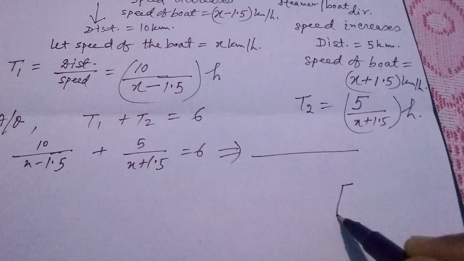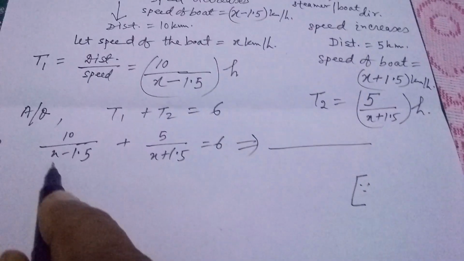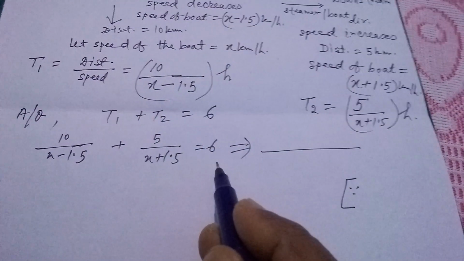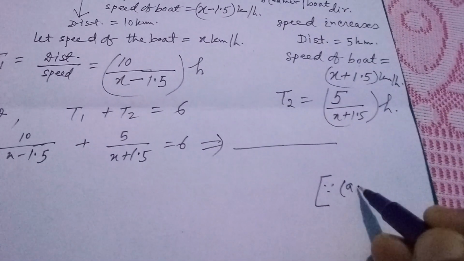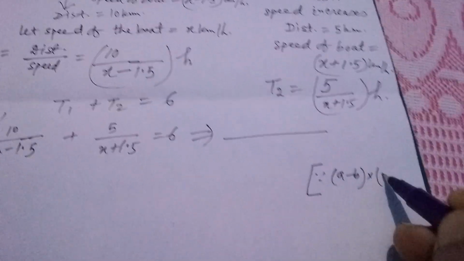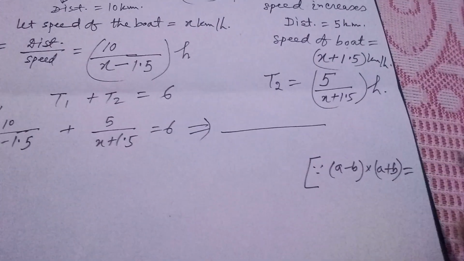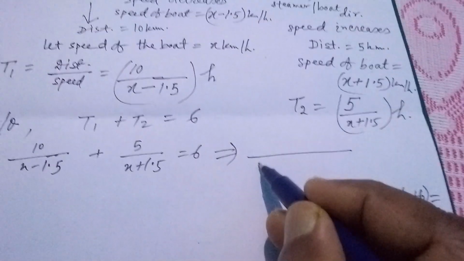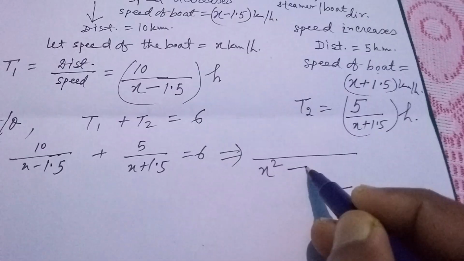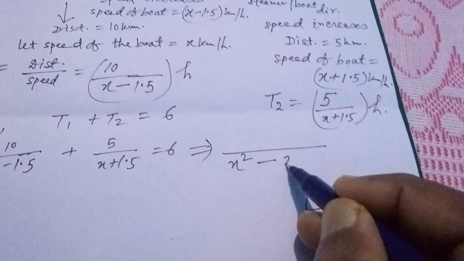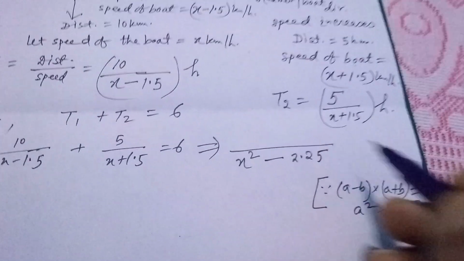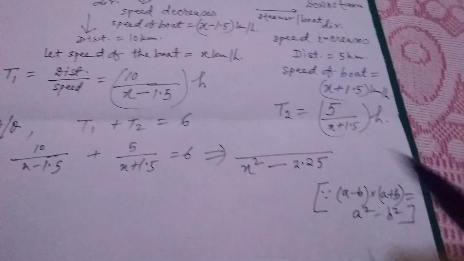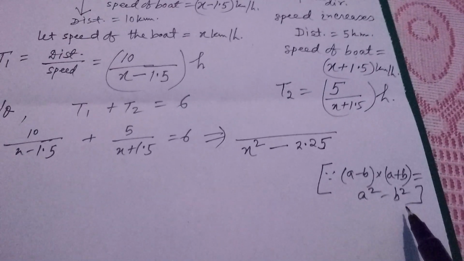Okay? And here you find those two numbers are x minus 1.5 and x plus 1.5. Both have no common factors. That's why here we will apply the (a minus b)(a plus b) formula, which equals a square minus b square. So here also we multiply and we get x square minus 2.25. How did I get 2.25? 1.5 to the whole square gives us 2.25 from this formula.